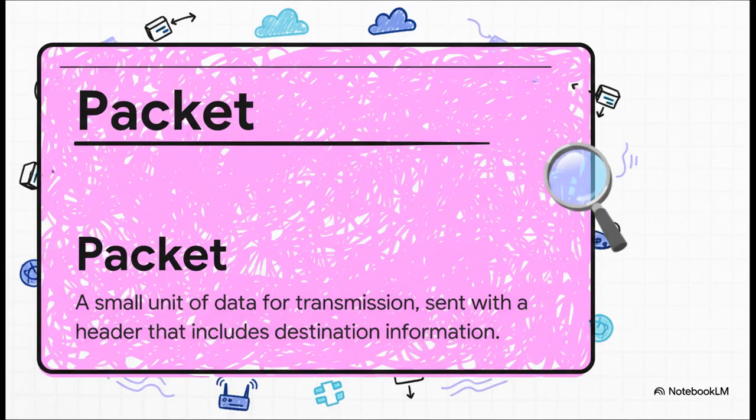Just imagine trying to mail a massive encyclopedia. It'd be way safer and more efficient to send it one page at a time, right? With each page clearly labeled with the destination address. That's exactly what a packet is. A tiny piece of the big message with its own address information stamped right on it.